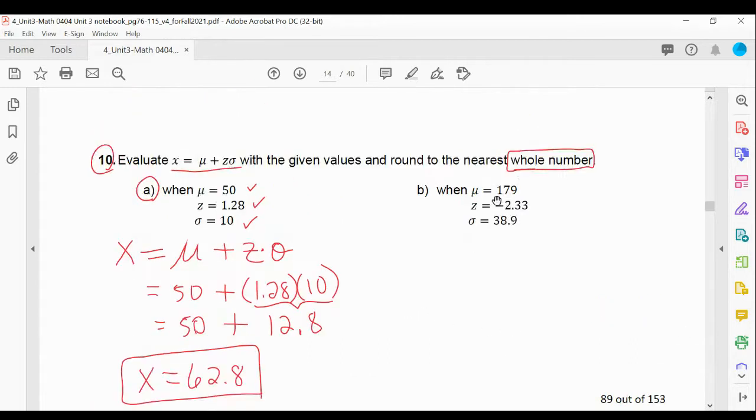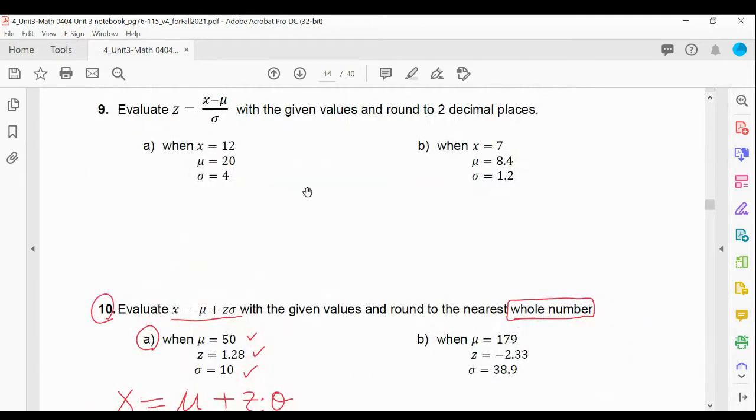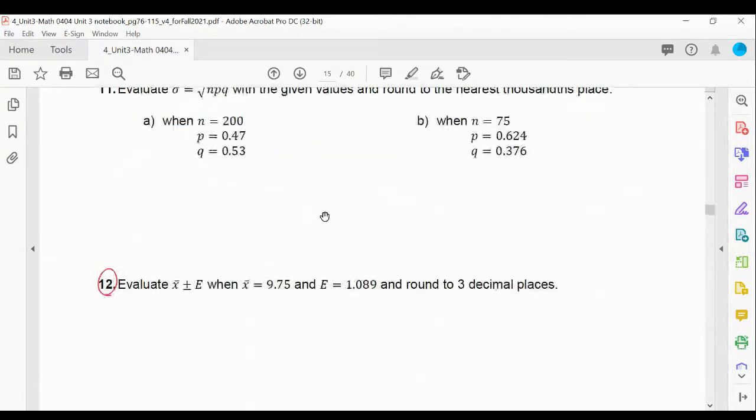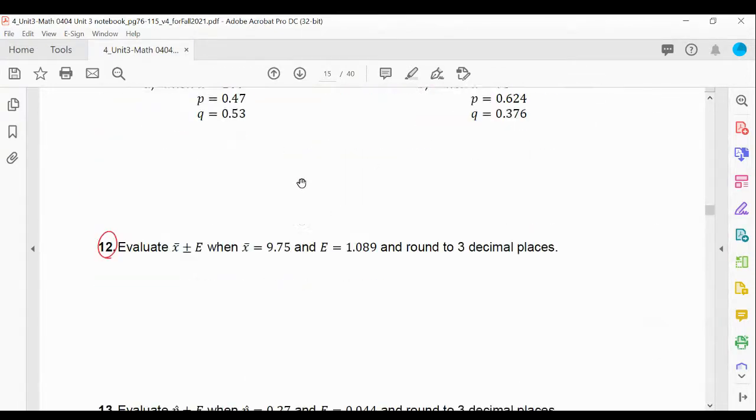Okay, so try B and the 9 examples A and B the same way. Now let's do question 11 A and B.